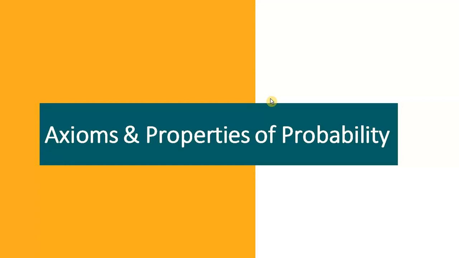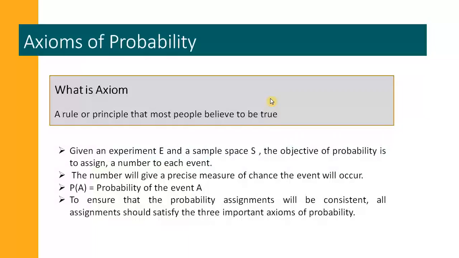Hello everyone. Today we are going to discuss axioms and properties of probability. Let us start with axioms of probability. What is an axiom? It is a rule or principle that most people believe to be true. Why do we need an axiom?